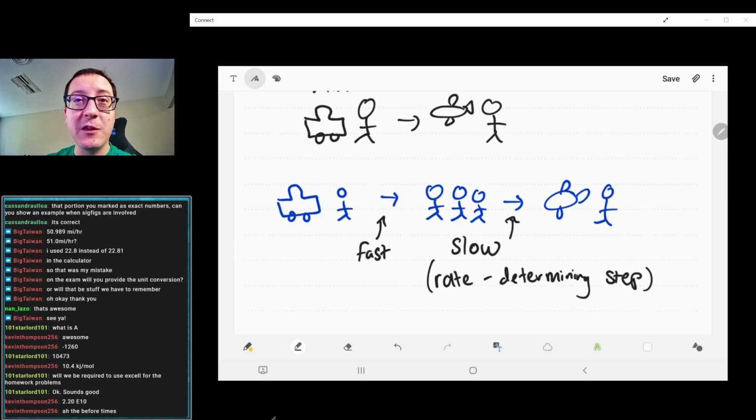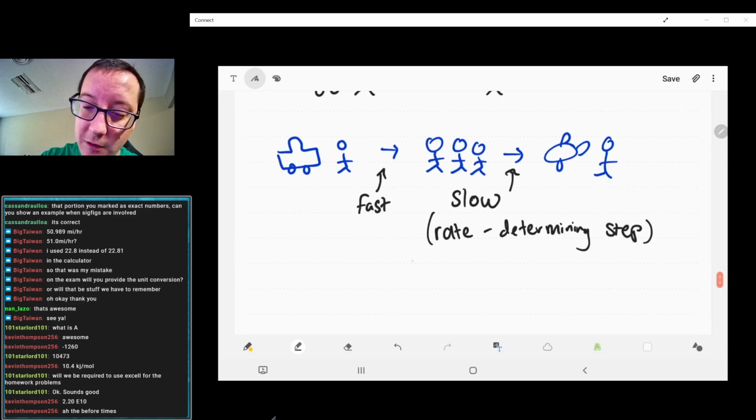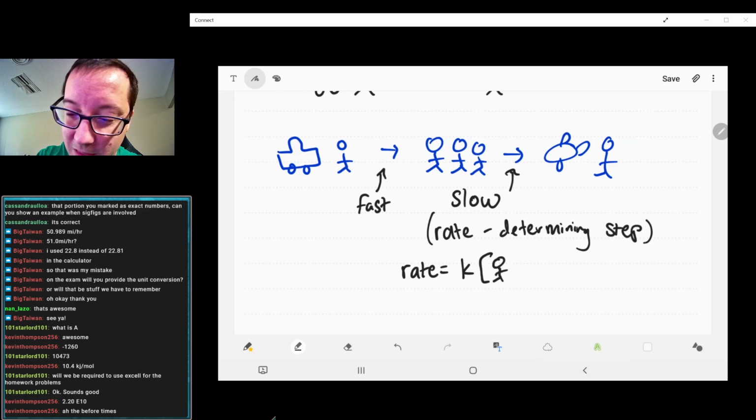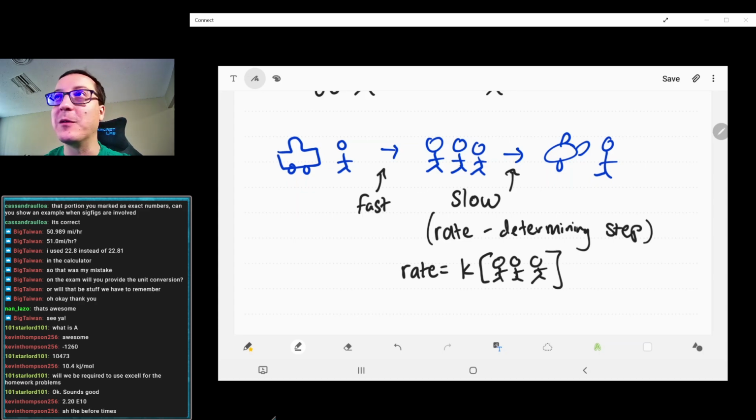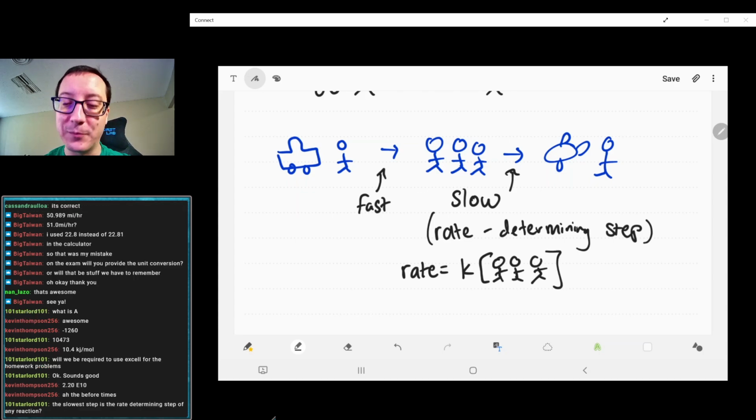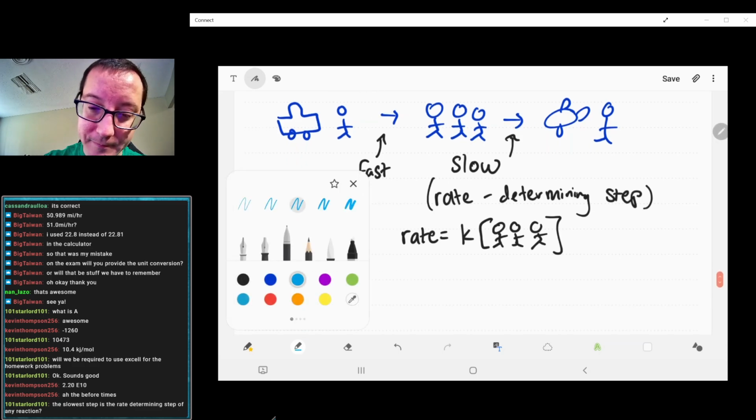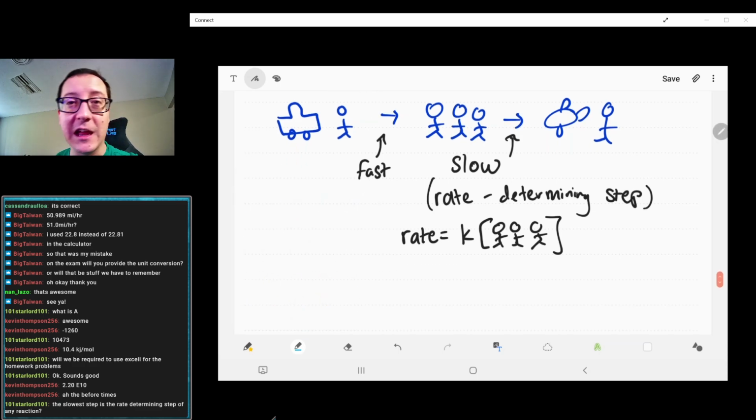And that's going to be the one that's going to determine the rate law for this reaction. So our rate would be K times whatever the reactants are in that step. So that's what it would be there, whatever that reaction happens to be. So let's look at a set of proposed reactions to make this kind of thing work.